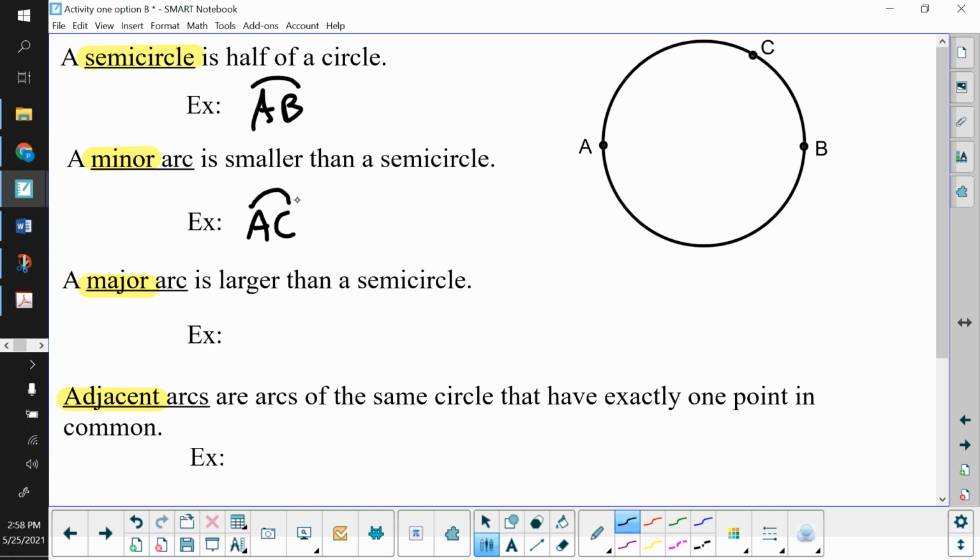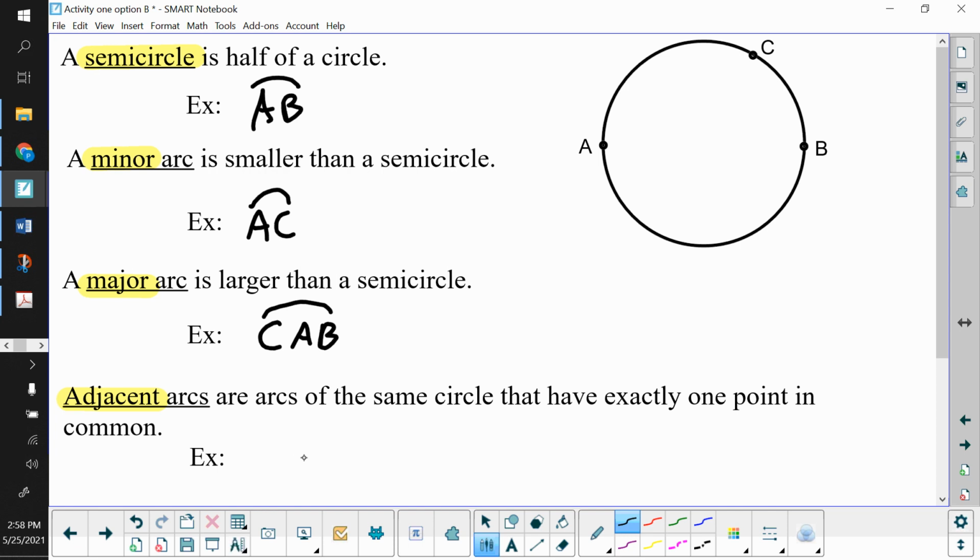A major arc is more than a semicircle, so an example of that would be arc CAB. Now notice this one I used 3 letters because if I had just done CB, we would have thought that that was the minor arc there. So by putting in CAB, that then signifies that it is the major arc. So if you have to show direction of where you're going, you can do that with a 3rd letter.